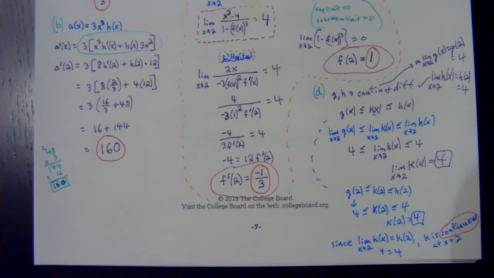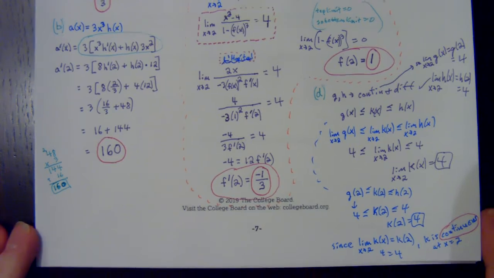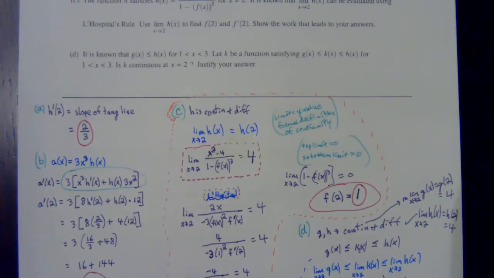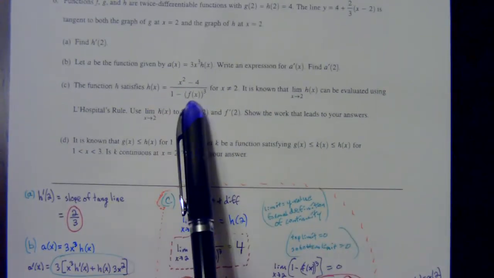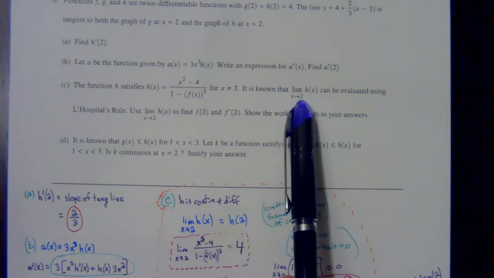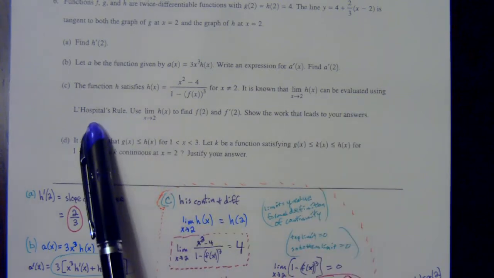All right, now letter C starts to look a little tricky. And they're really kind of hammering home this formal definition of continuity, which is on our blue package right there. And I'm going to share with you a couple parts of this you can kind of get without the technicalities. So it gives us this h function. And then it says that the limit can be evaluated using L'Hopital's rule.